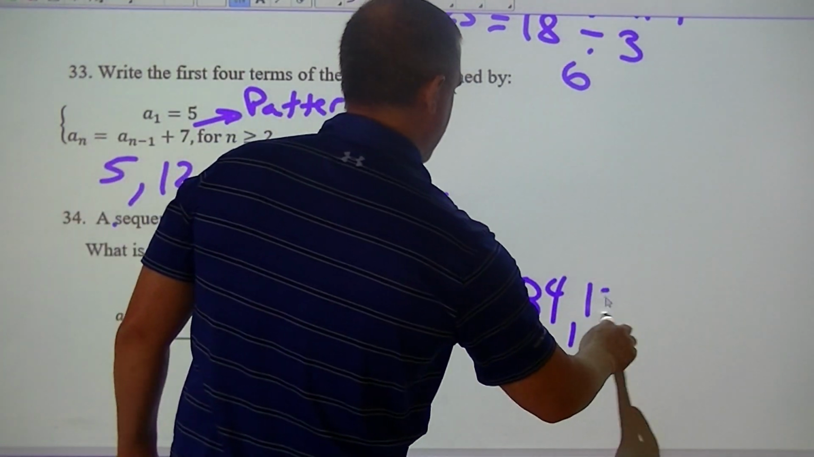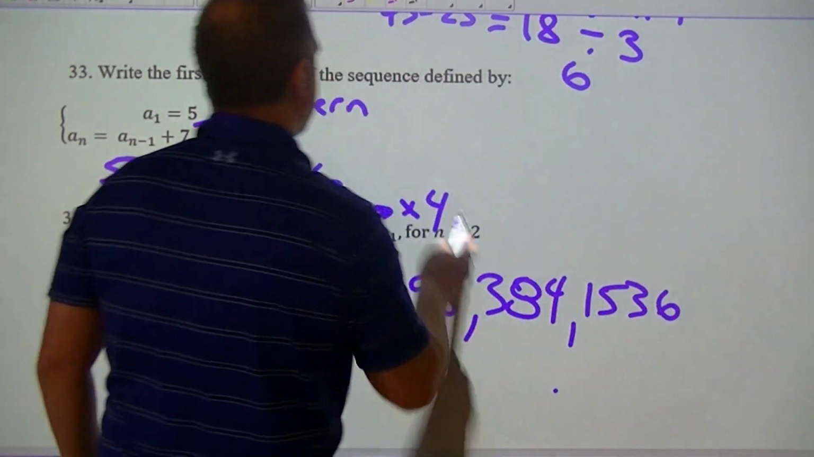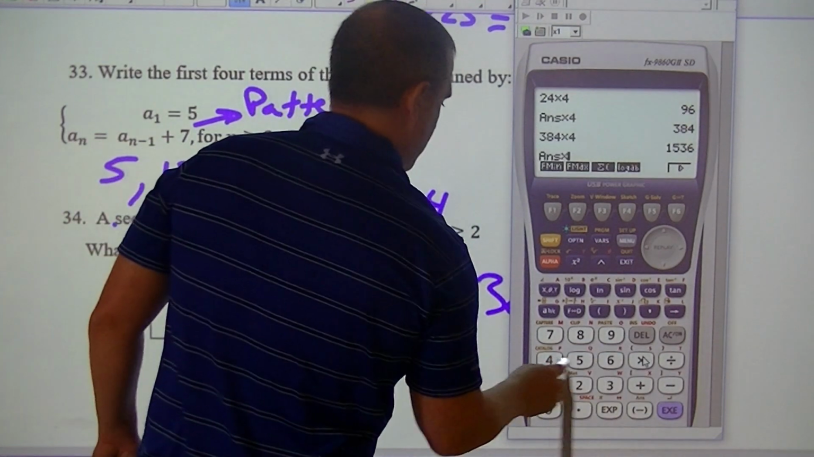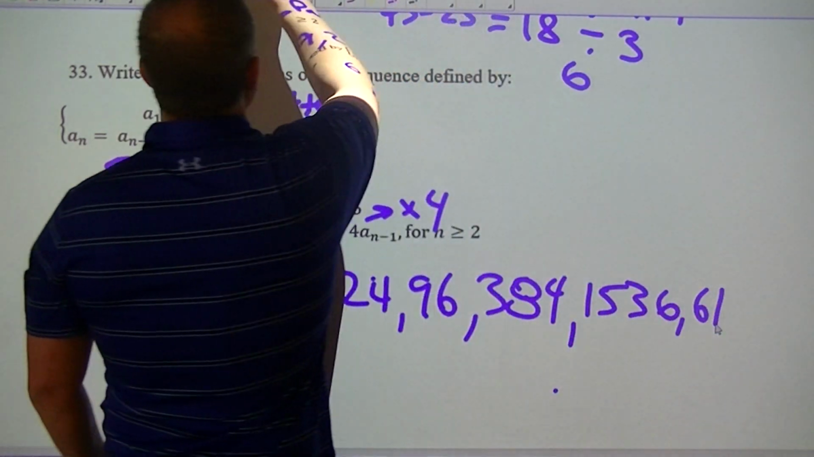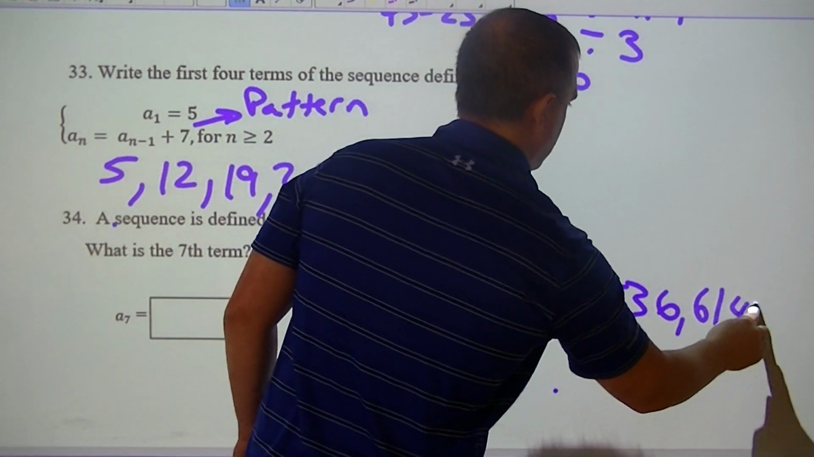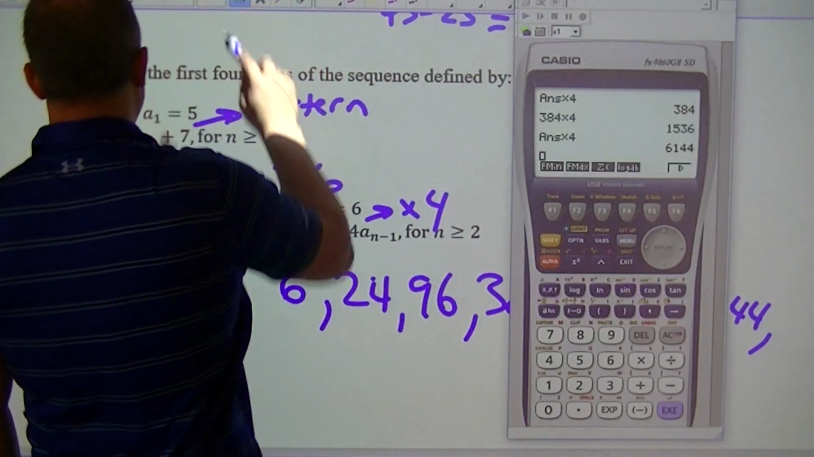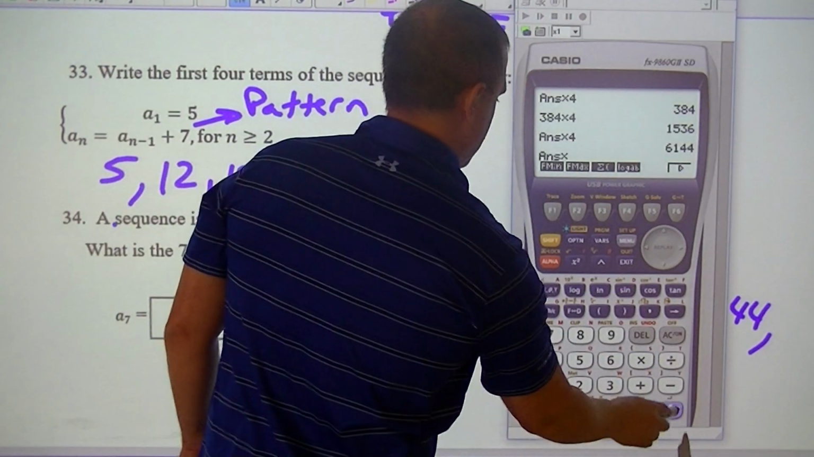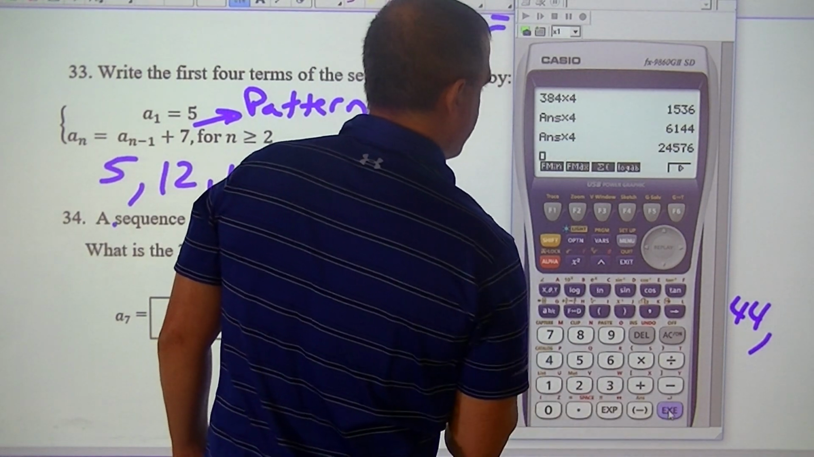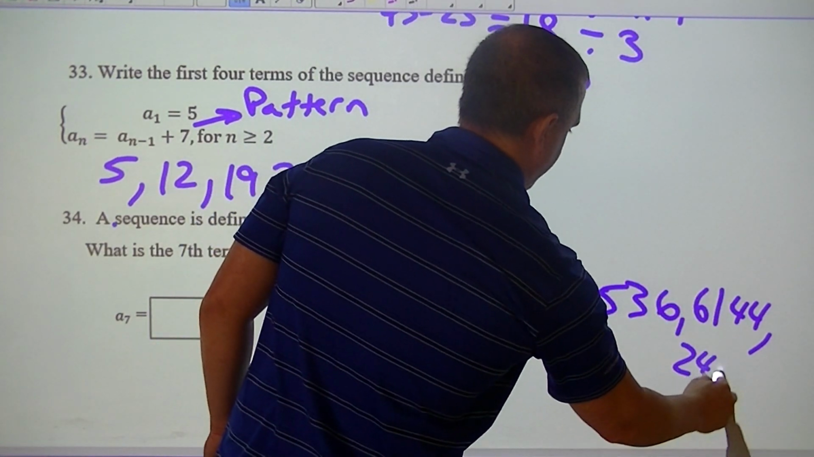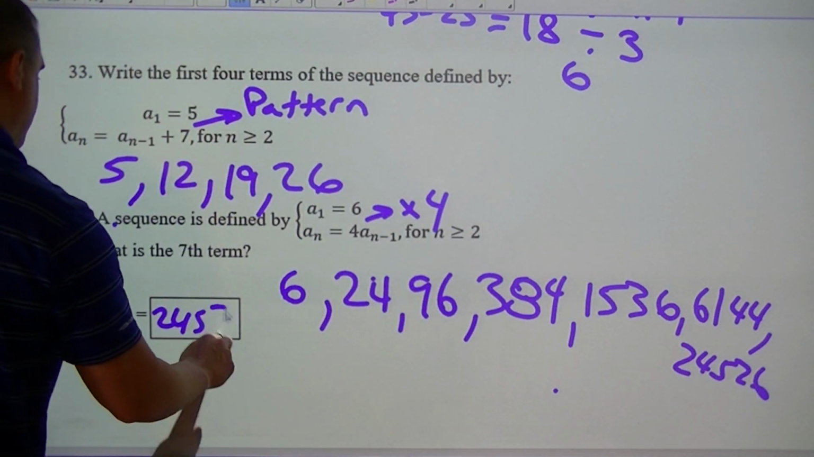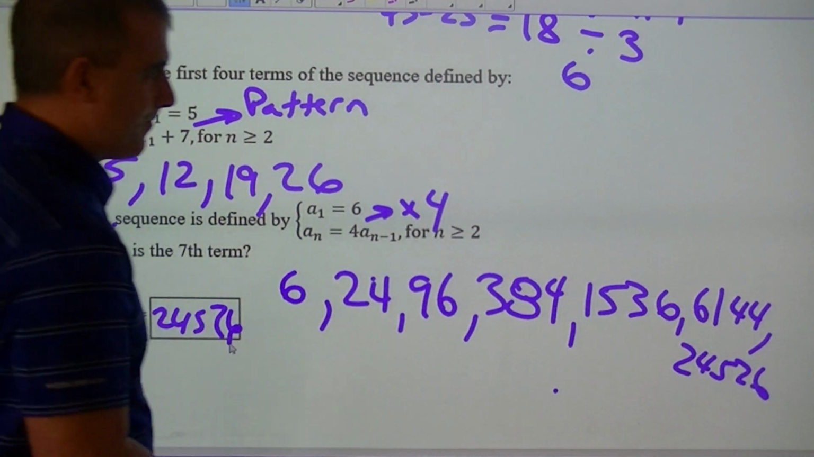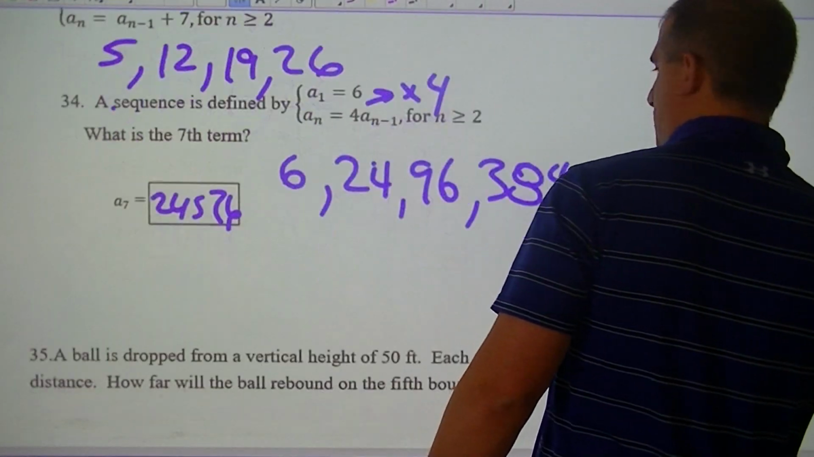384 times 4 is 1536. That's my 5th. Times 4 is my 6th. And then times 4, the 7th term would be 24,576. Okay? We've got a couple left.